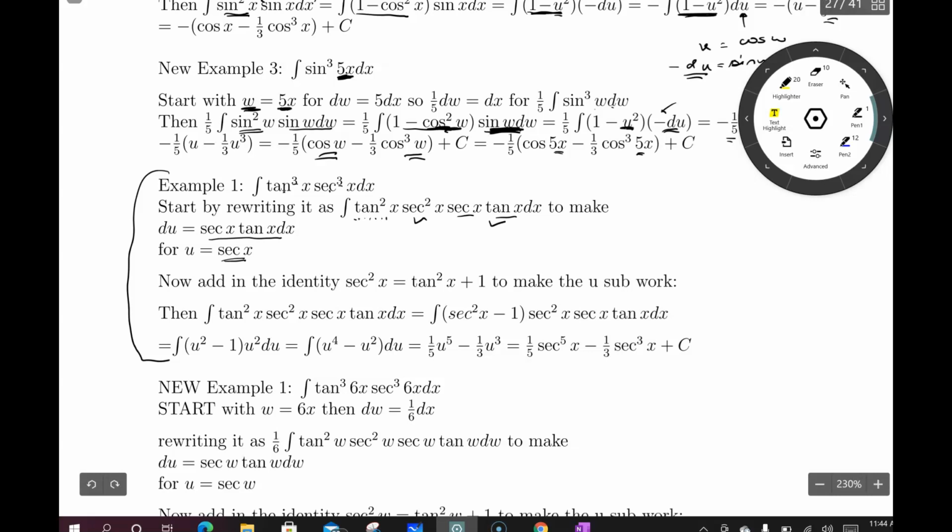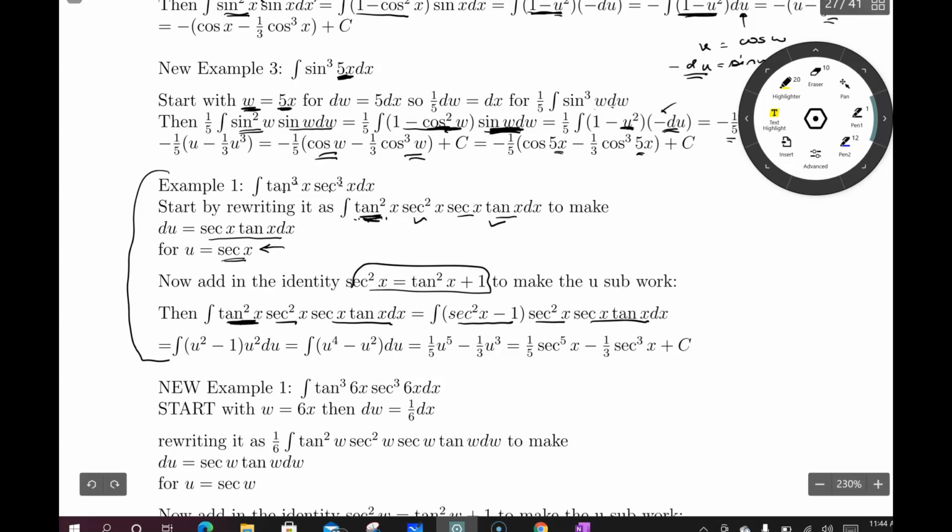So this needs to be changed. So I know secant squared is tangent squared plus 1. So that's the identity I'm working with. Sorry about that. And I want to solve for tangent squared because I want to get rid of tangent squared. So tangent squared will be secant squared minus 1. Carry this secant squared along, carry this along.